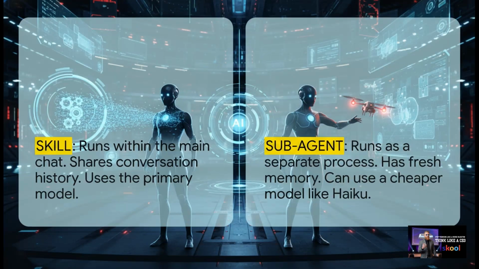And for those really big or complex missions, you can even deploy a sub-agent. Think of it this way. A skill is like a tool your main assistant uses. A sub-agent is like a specialist you send out on a mission. It runs on its own, has a fresh memory, and you can even have it use a cheaper, faster AI model to save money on big jobs like analyzing tons of data.